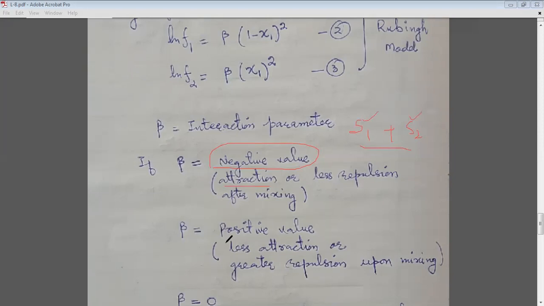If beta is a positive value, that means there are fewer attractions, or you can say greater repulsions upon mixing. When you add two surfactants, there will be more repulsions. You can take a simple example for this. Suppose you add two anionic surfactants, both having the negative charge. Obviously there will be repulsions between the ionic head groups.